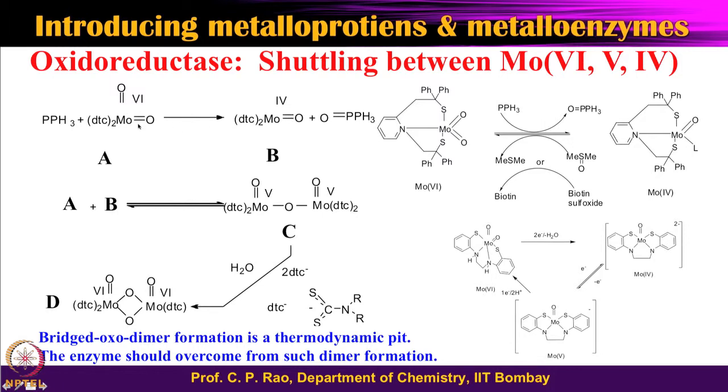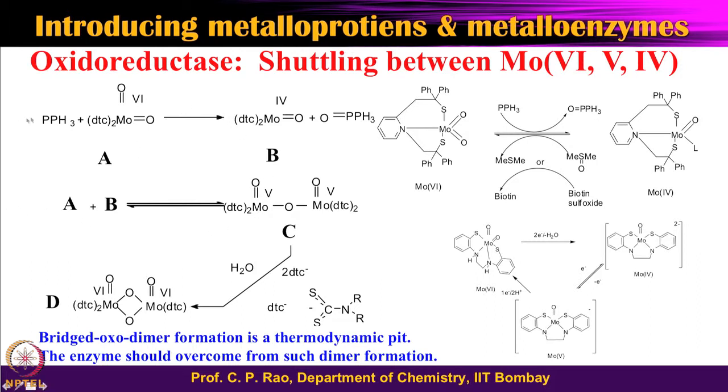Out of the two oxos, one oxo is gone, and now you have only one oxo, molybdenum 4. Molybdenum 4 is a very reactive species, and the little amount of molybdenum 6 present can react with it. Let us call molybdenum 6 the A species and molybdenum 4 the B species. Then A plus B, 4 plus 6 is 10, 5 plus 5 is 10, so you get molybdenum 5 with a bridging oxo. This is also very susceptible to water reaction. When water is present, it can even form dioxo and go back to molybdenum 6. So you can see molybdenum 6 going to 4, to 5, to 6, etcetera. This is what I mean by the shuttling between molybdenum 4, 5, 6.